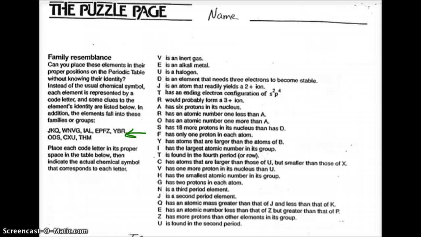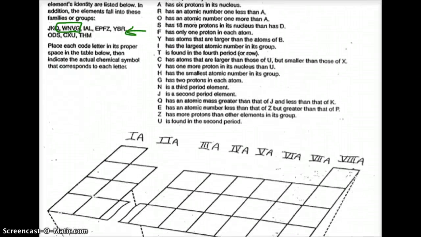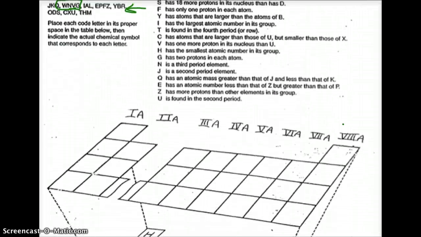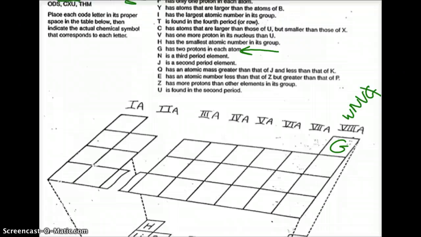I need to use my clues up here to place those. So it says here V is an inert gas, which means that those four elements will all be in the far column here. So in this one, I'm going to have W and V and G. I need to look for some other clue to place those. Here we have one that tells me G has only 2 protons. Well, I know that has to be helium then. And we can keep going from there.